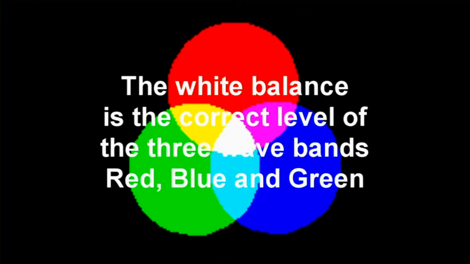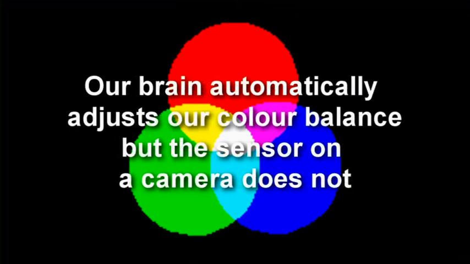Our brain automatically adjusts these colors in fluorescent, incandescent and halogen lighting. Most people are not aware of the changes compared to normal daylight. The sensors will pick up on this, and unless the correction is made, the result will be unnatural colors. The white balance control makes these corrections.